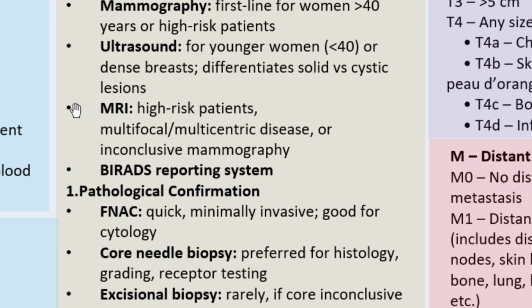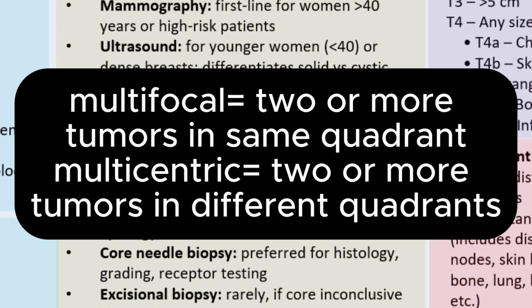Then we can do MRI for high-risk patients, or where the two modalities have not given us something differentiating. We do the MRI, and it can also tell us who has multifocal or multicentric disease. And multifocal and multicentric is talking about the location of it.